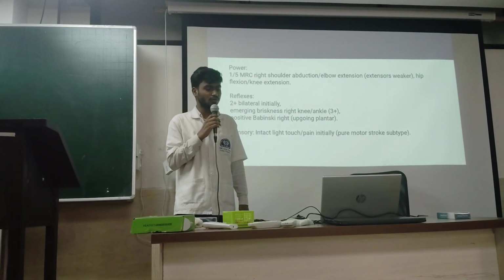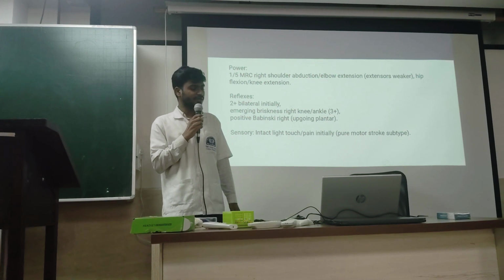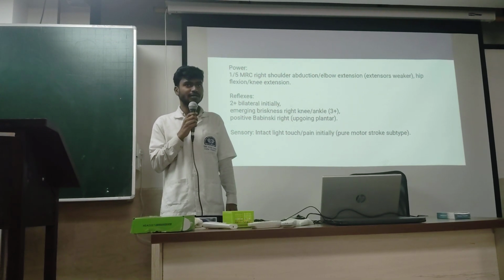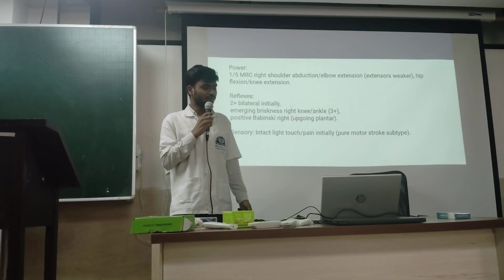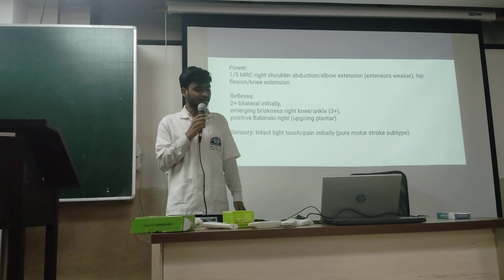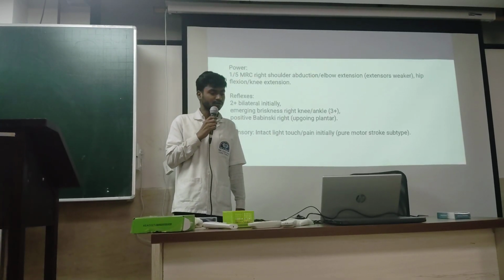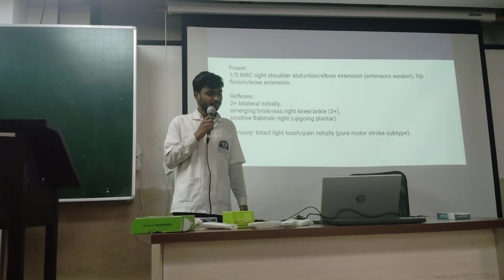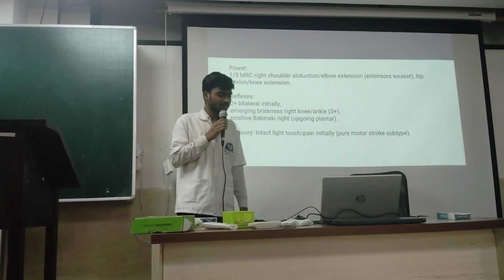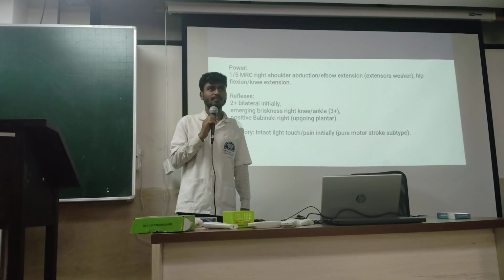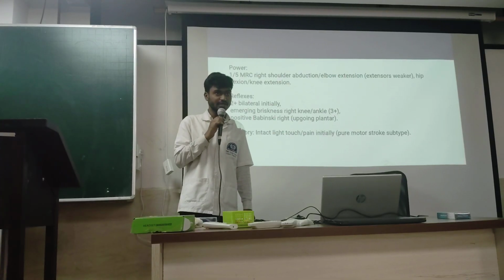Abduction of shoulder and elbow extension. Reflexes were initially 2+ bilaterally, then begin to emerge as brisk at the knee and ankle. Positive Babinski sign is the important finding. And then sensory, light touch and pain were initially intact.